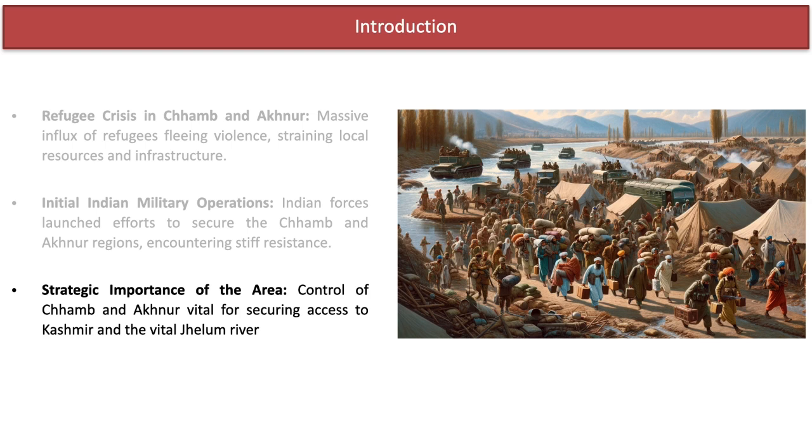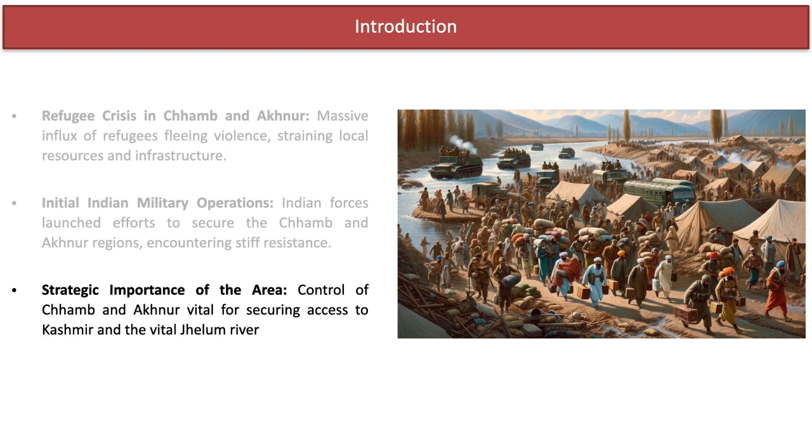And then there is the Jhelum River, which flows through this region. This is not just any river. The Jhelum is a lifeline. It is a vital waterway that provides not only a natural defensive barrier but also a crucial supply route. And controlling the Jhelum means controlling one of the main arteries of the region. Something that is indispensable in both peace and war.